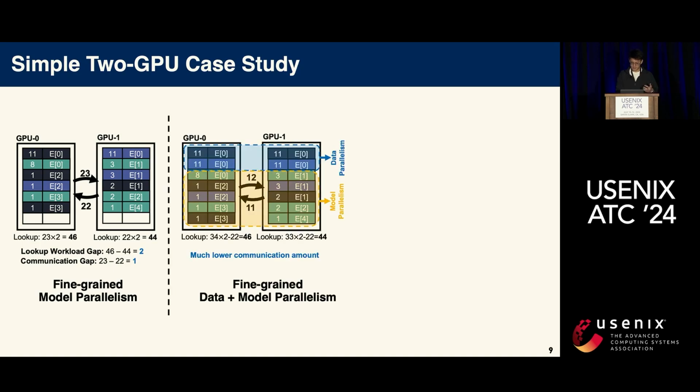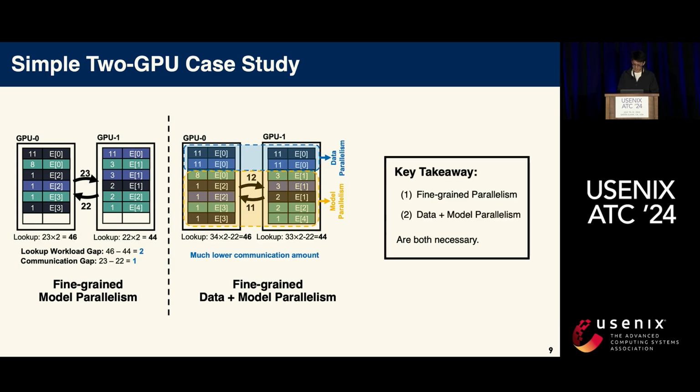So we can data parallel some popular embeddings by duplicating them on both GPUs to further improve performance. And by applying both fine-grained data parallelism and fine-grained model parallelism, we achieve a significantly lower communication load. The key takeaway here is that both the fine-grained parallelism and a combination of data and model parallelism are necessary for optimal embedding table training and inference.